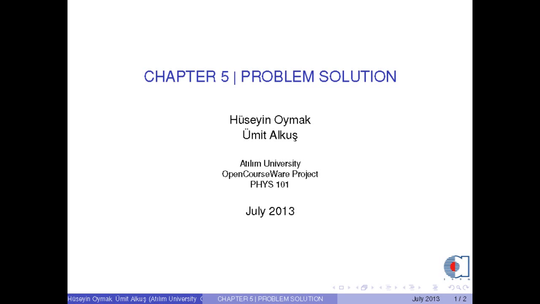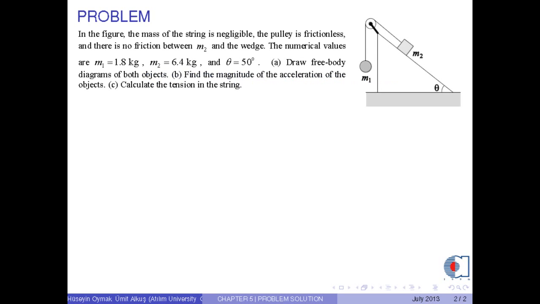In this video, we will solve one problem in chapter 5. In the figure, the mass of the string is negligible. The pulley is frictionless and there is no friction between M2 and the wedge. The numerical values are M1 equal to 1.8 kilograms, M2 equal to 6.4 kilograms, and theta equal to 50 degrees.